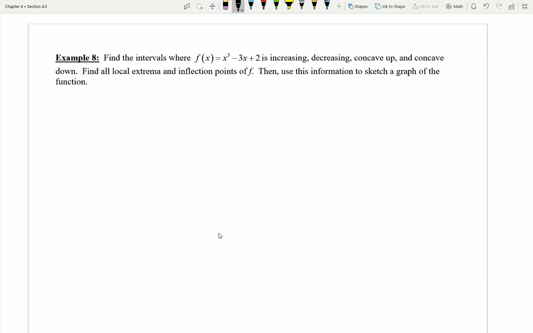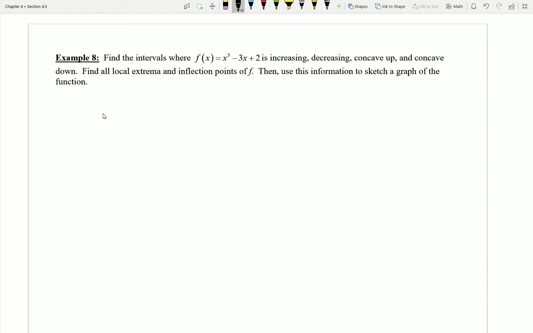So let's take a look now at example 8, and we're going to try to put all of this information together at once to try to, without the use of any technology whatsoever, figure out a good sketch of the following function. So as you see here, I'm going to ask that we find where does this function increase, where is it decreasing, where is it concave up, where is it concave down, where are the local extrema, where are all the inflection points. Let's find all of it. And then can I piece that together to figure out what this graph looks like?